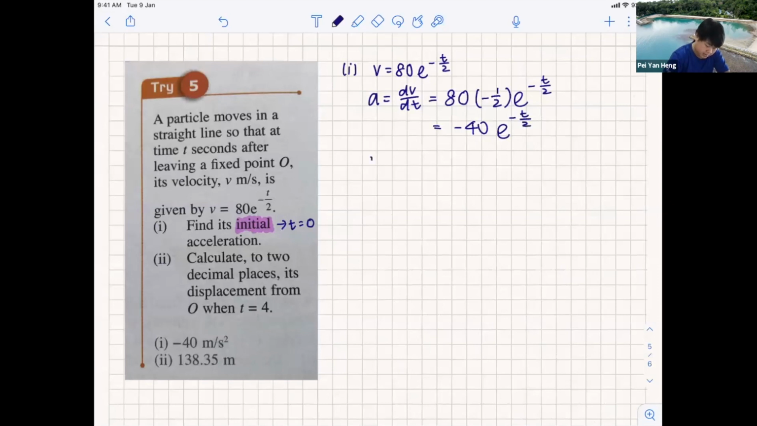Right, so at t equals 0, a will be minus 40, e to the power 0 divided by 2 is 0. So this is e to the power 0, which is actually 1. Okay, please take note, e to the power 0 is 1. So this is negative 40 meters per second squared.